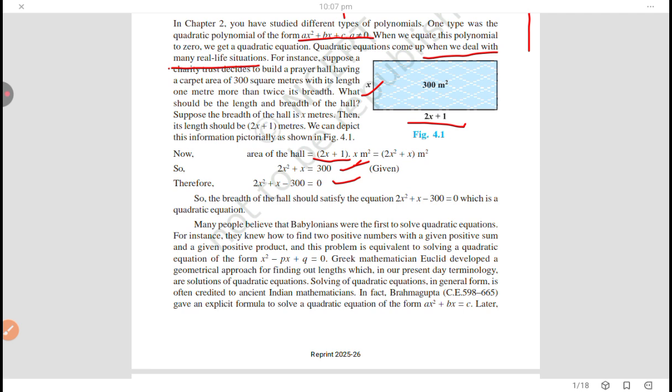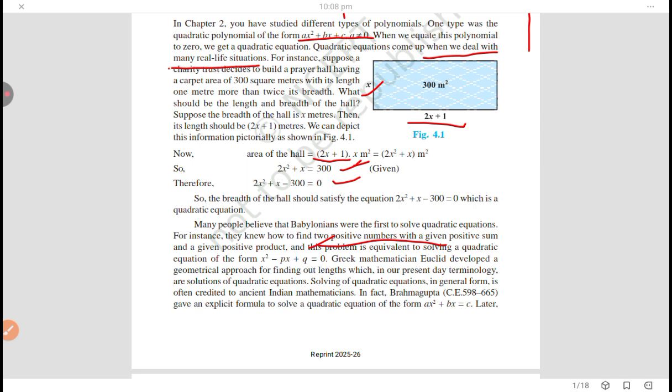Many people believe that Babylonians were the first to solve quadratic equations. For instance, they knew how to find two positive integers with a given positive sum and given positive product. This problem is equivalent to solving a quadratic equation. And the Greeks also formed this kind of length and breadth equations, and they also solved the quadratic equation.